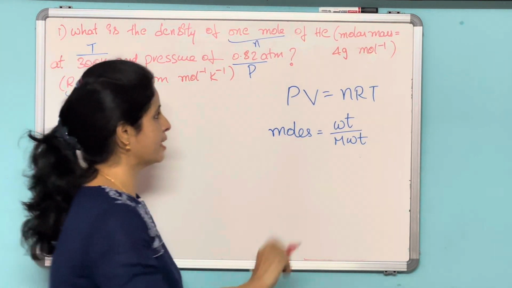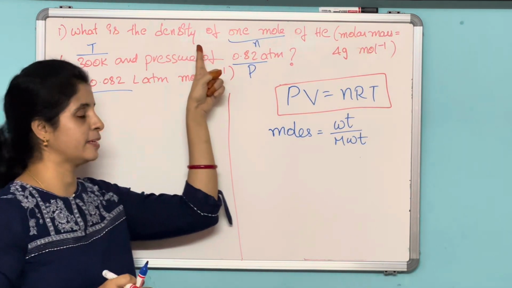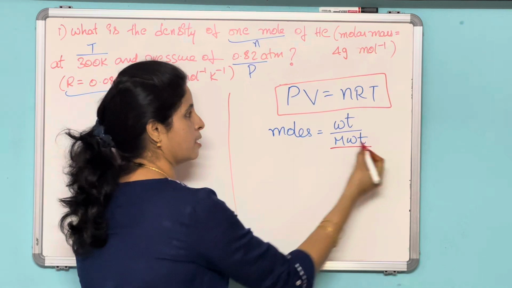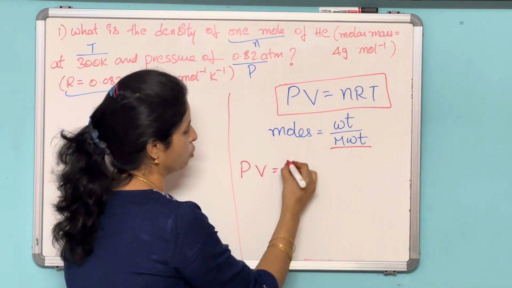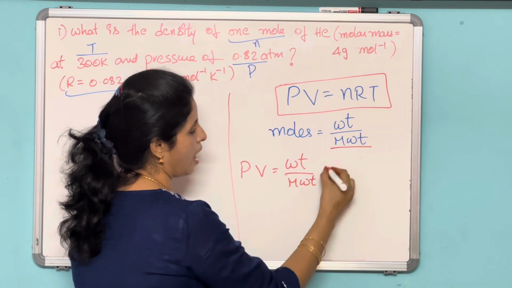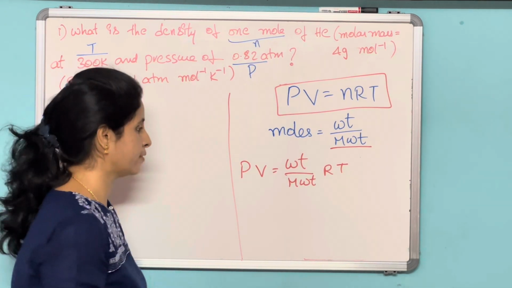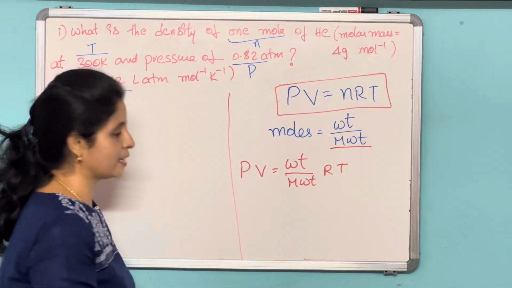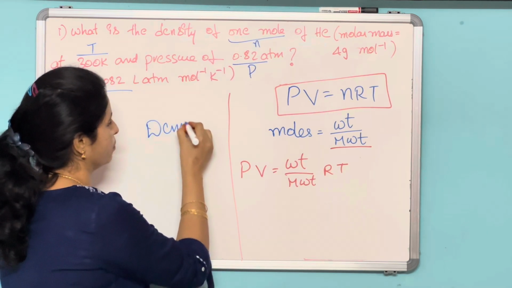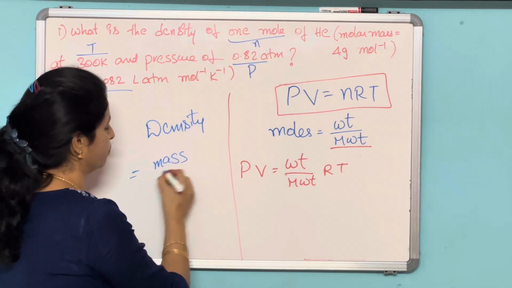And here it is an ideal gas equation. What is the question? What is the density? Density from the ideal gas equation. So if you substitute this, PV is equal to weight by molecular weight into RT. This molecular weight you can represent with a capital M, for your convenience. Now what is the density? In the previous problem also I have told you, density is mass by volume.